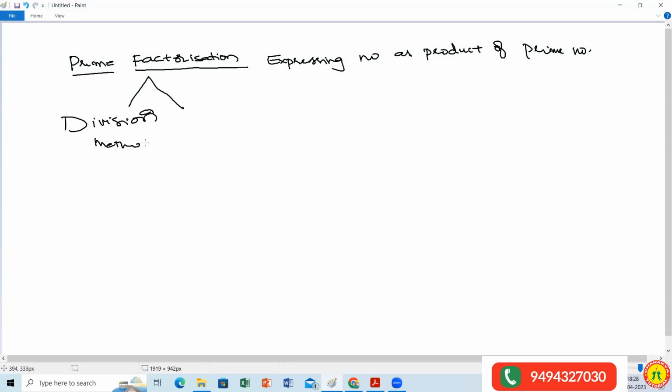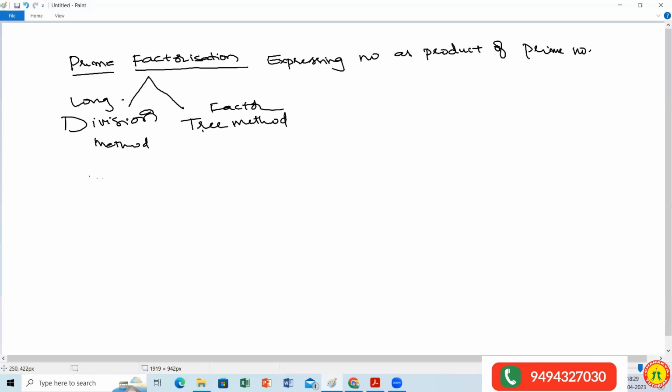Another one is the factor tree method, or tree method. Sometimes they mention the factor tree method, or the long division method, as you wish, but you can do any method. If they ask particularly for the long division method, you can use that. If they ask particularly for the tree method, you can use that. But if nothing is specified for expressing as a prime factorization, you can use any method.